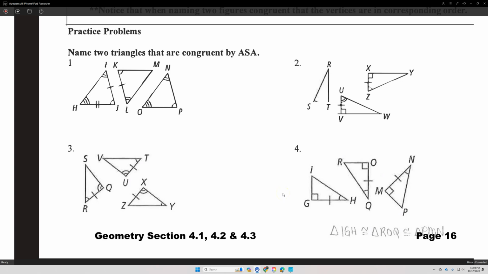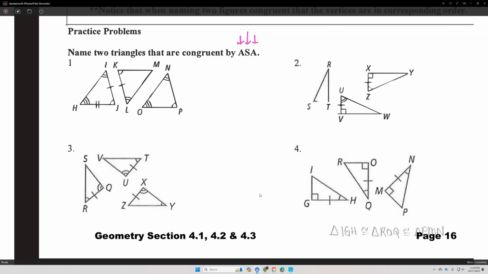Practice problems. Name two triangles that are congruent by angle, side, angle. Now, the answer for number one: you have to have two angles, and this is called the included side. That is called the included side.